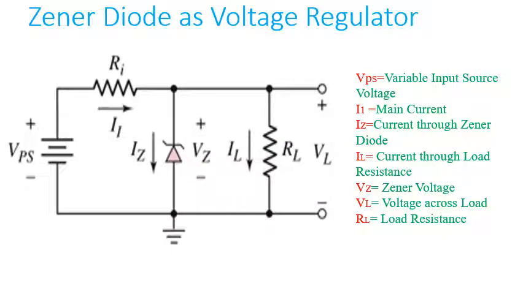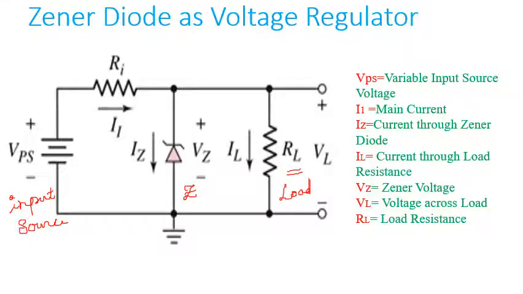The circuit shown here is the Zener diode as a voltage regulator, which contains VPS, which is an input source voltage, which is applied to the resistance Ri. A Zener Z is connected in reverse bias condition in parallel with the load resistance RL.